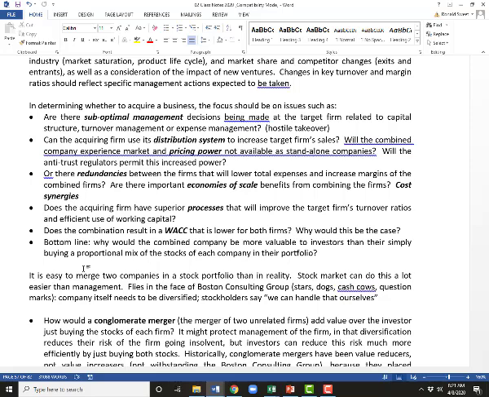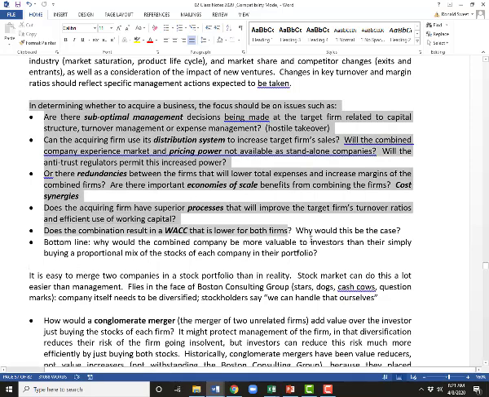And that's because management says they're doing the acquisition for some of these reasons, when really the main reason they're doing it is the CEO just wants a bigger company. The CEO wants more power, more authority. Their pay goes up if they have a bigger company, more stock options, those kind of things.